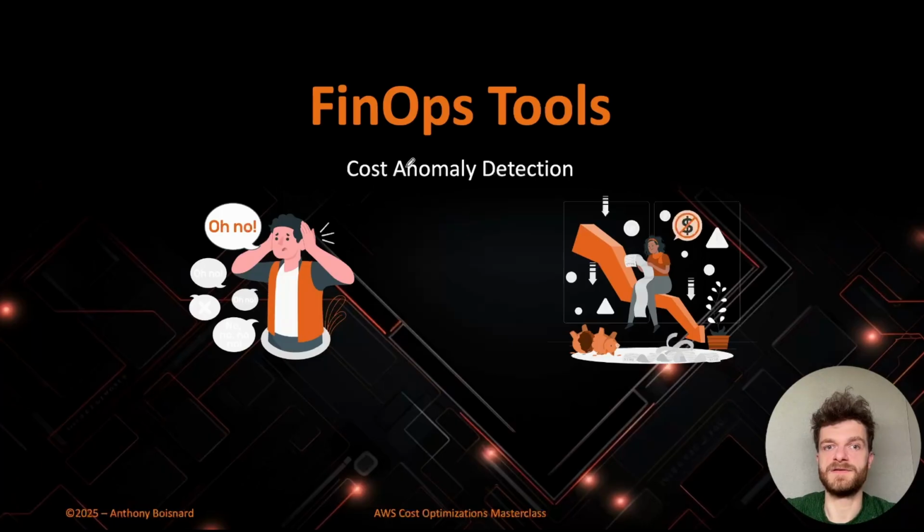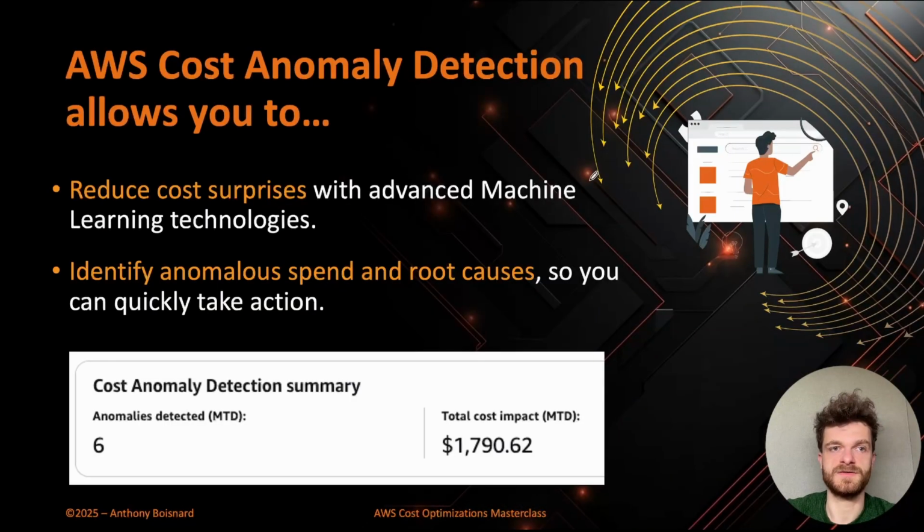Hi, let's dive into a new FinOps tool, and this time it will be Cost Anomaly Detection. First, AWS Cost Anomaly Detection allows you to reduce cost surprises with advanced machine learning technologies, and also to identify anomalous spend and root causes so you can quickly take action.